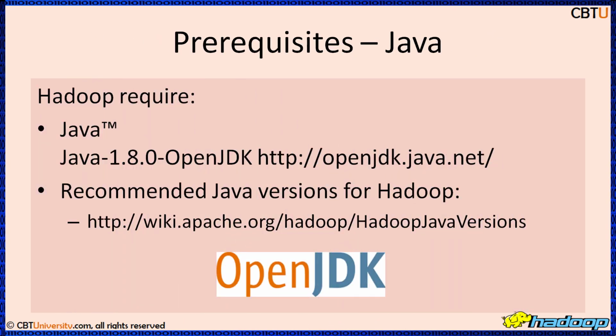Java is trademark of Sun and Hadoop requires Java. It can be either Sun Java or OpenJDK. Recommended Java versions for Hadoop are at this URL. Hadoop version 2.7 and later required Java 7. Earlier versions like 2.6 and earlier support Java 6. OpenJDK is an open source implementation of Java platform.